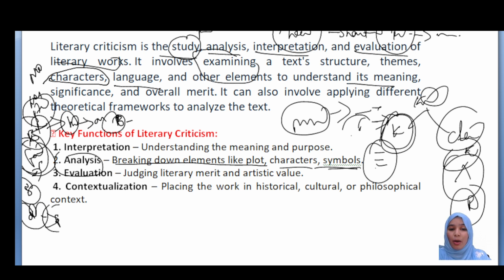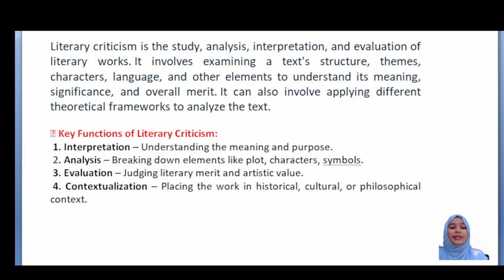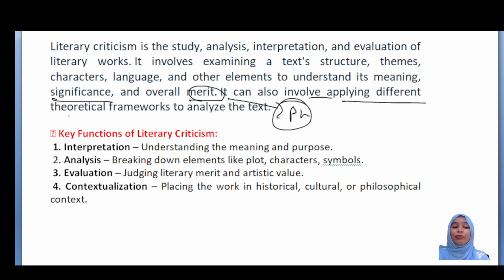Other elements, among this we can see so many ways to understand the particular text. And significance, its significance, literary criticism significance, overall a merit, overall one particular work's merit. It can also involve applying different theoretical frameworks to analyze the text.